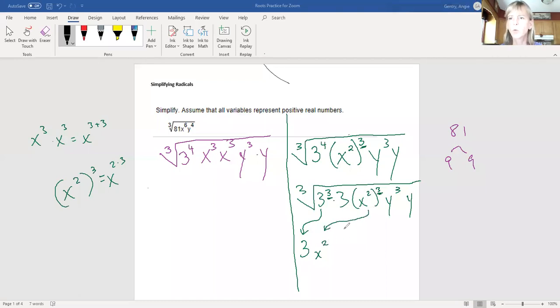So the x squared, whatever's in the parentheses, that comes out. Then this 3 matches my index, so the thing it's attached to comes out. So in this case, just a y. And then you say, what stays under? I still got a cube root and the 3 to the 1st, so that's just a 3. And then you have y to the 1st, and that just stays. So this is my final answer.